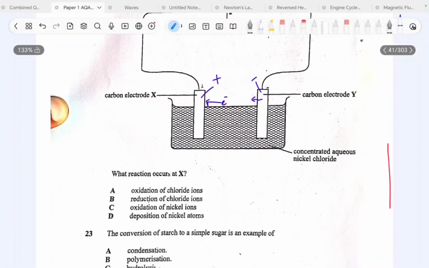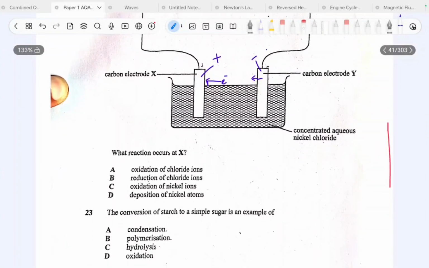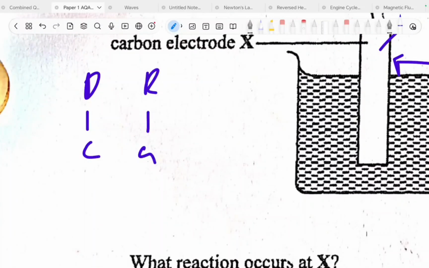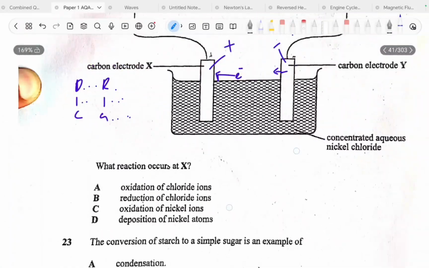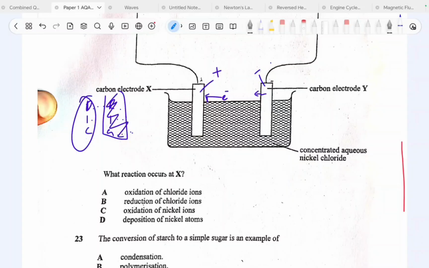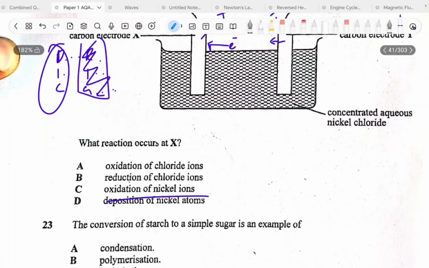Okay, looking at our answers, it has something to do with oxidation and reduction. So go back to the mnemonic OIL RIG. Basically, oxidation is the loss of electrons. Reduction is the gain of electrons. So at X, electrons go into the electrode, meaning we lose electrons. So our mnemonic has to be oxidation. So cancel out everything that's not oxidation.